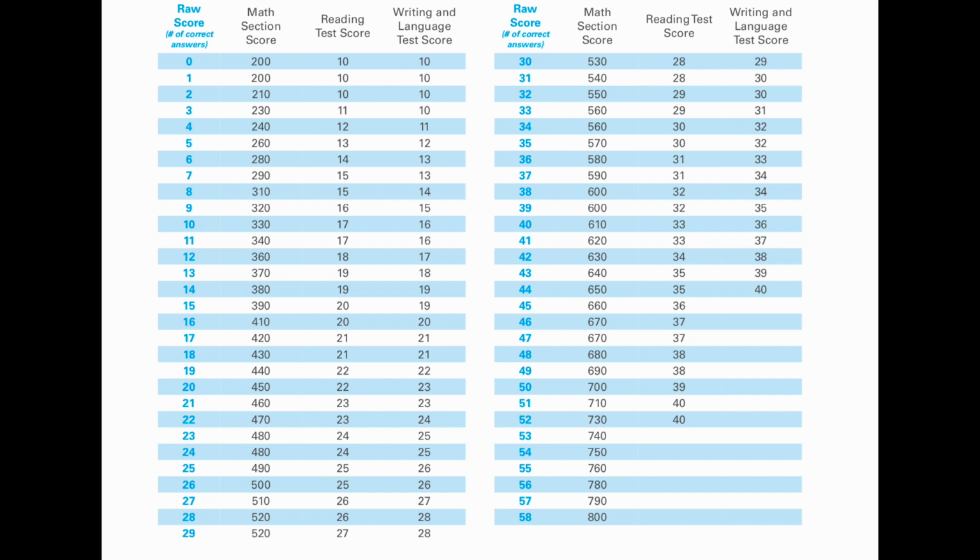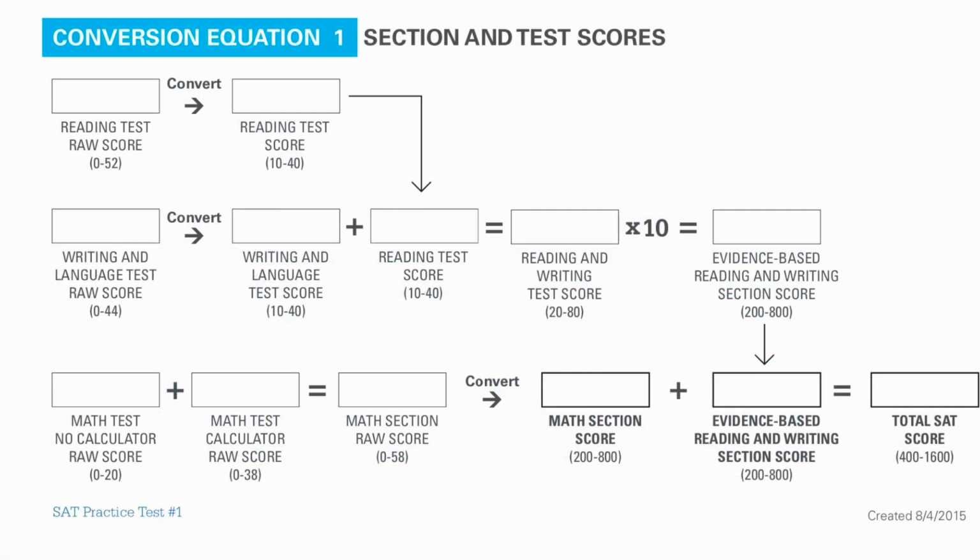So you can see from the table, though, that there are highly different scoring schemes for the math section, the reading section, and the writing and language test sections. The math section has a total possible score of 800, whereas the scores for the reading and writing sections are much less. So the SATs also have a conversion equation where you can plug in the raw scores for the different sections and then convert those scores to basically even out with the math section.